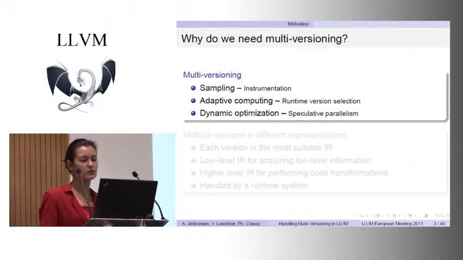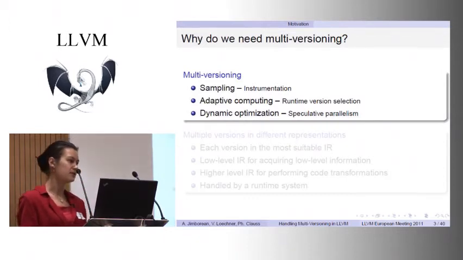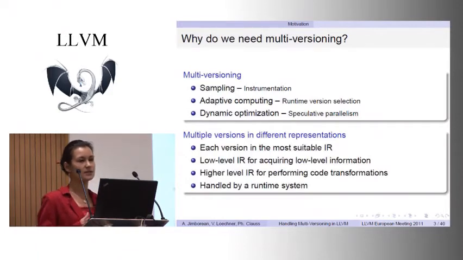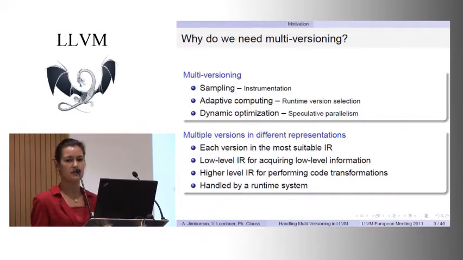And to continue, why do we need multiversioning in different representations? For instance, if we want to connect all these ideas that I have given before into one, if we want to do dynamic optimizations, we first have to guide our optimization. So we need a profiling phase before. We need to do some instrumentation in order to know which decisions we have to take at runtime. For this, we have to prepare each version in the most suitable intermediate representation, depending on its task.